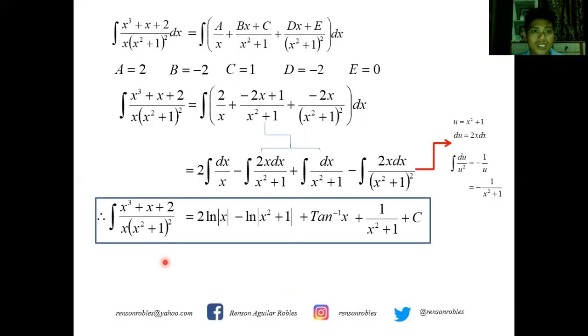So what you notice is that complicated fractions which cannot be integrated by applying basic integration formulas are simplified by applying partial fraction decomposition. So that's it for now.